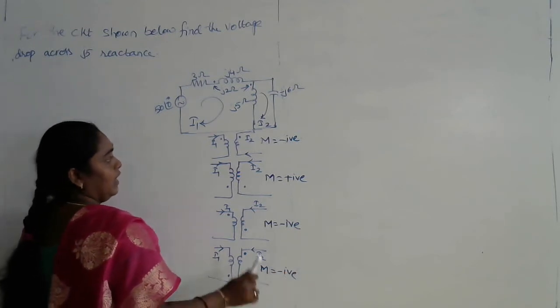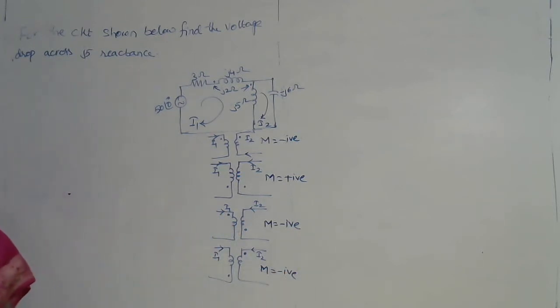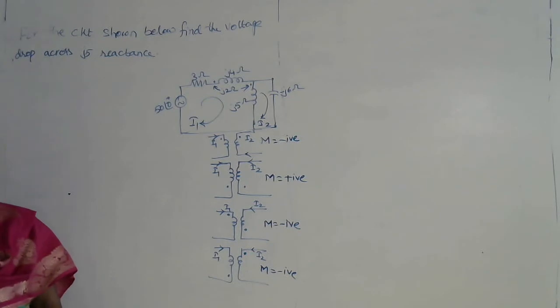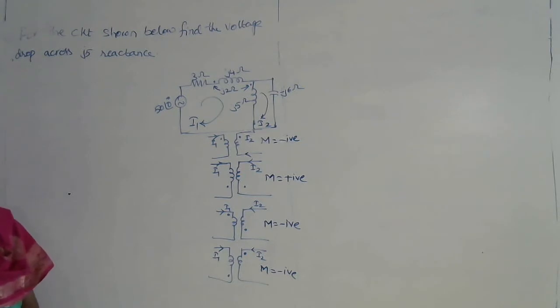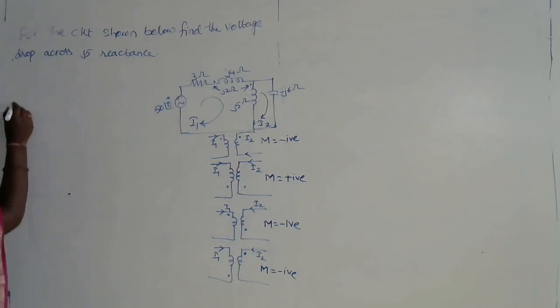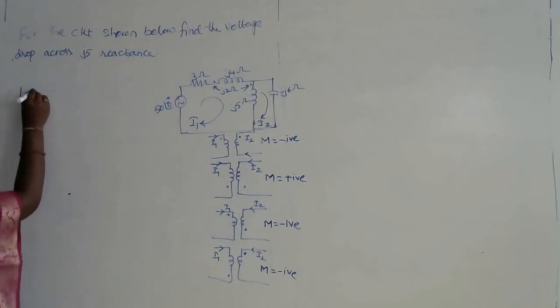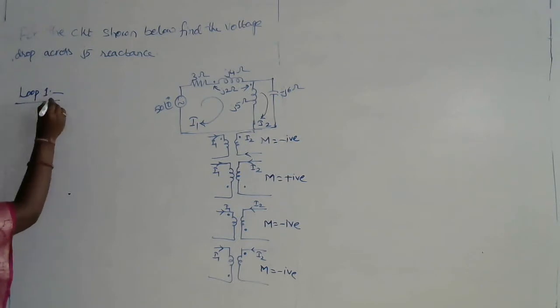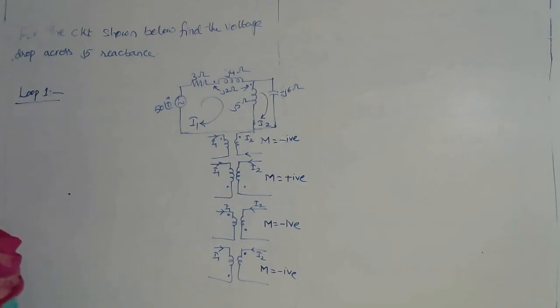So here, if both the current directions are the same, mutual inductance is positive. If both are in the opposite direction, the mutual inductance value is negative. We need to apply the same concept to this problem. As it consists of two loops, I am writing the loop equations, KVL, for the first loop. In case of loop 1, first we will be writing the self terms.